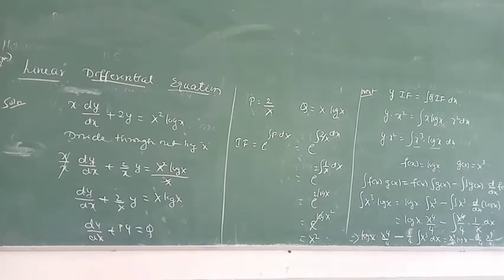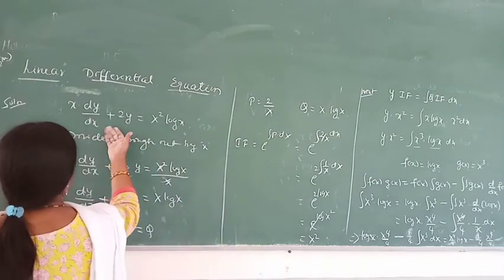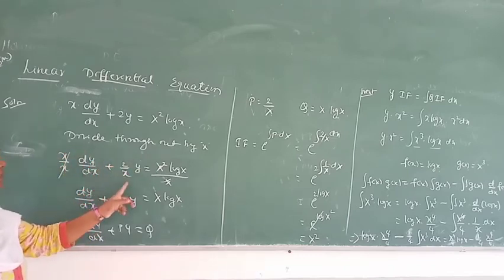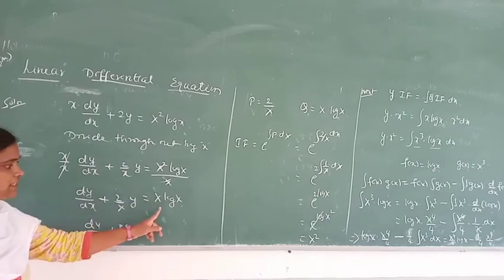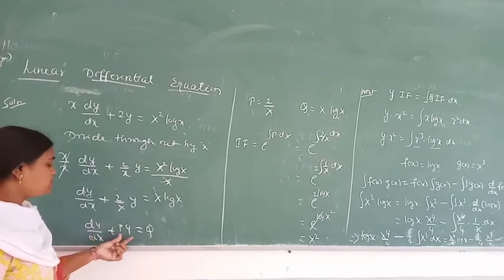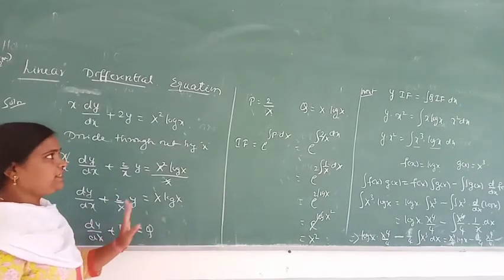Just concentrate on what we have done here. The given example we are comparing with the form dy/dx + Py = Q. Dividing throughout by x, we get dy/dx + (2/x)y = x log x, since x gets cancelled. Comparing this with dy/dx + Py = Q, P is 2/x and Q is x log x.